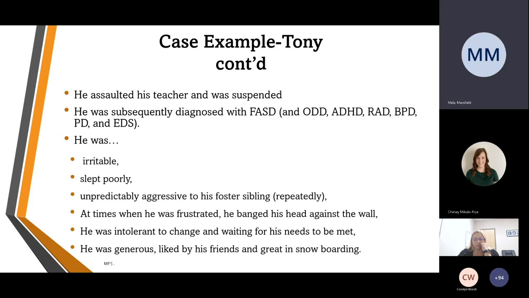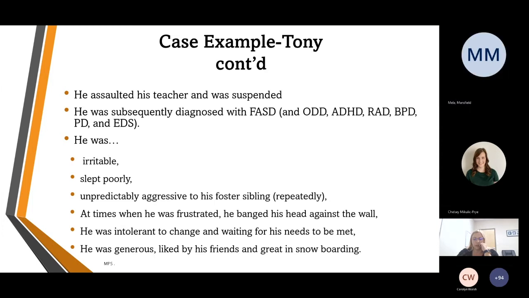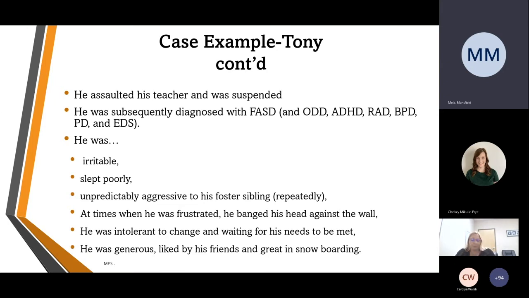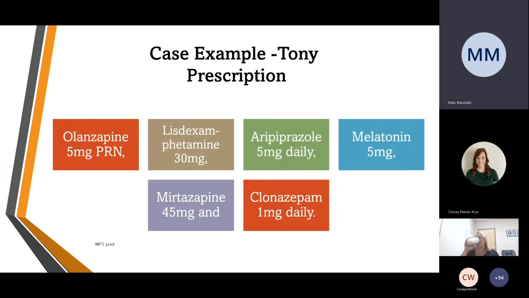Tony was known to be intolerant of change, and he was not good at waiting for his needs to be satisfied. However, Tony was also noted to be generous. He was liked by his friends, and he was great at snowboarding. Now, before I bring the algorithm into focus, I needed to understand that Tony, at the time of this consultation, was on the following medications. And I hope that many in the audience will know some of this, but I'll just quickly run through them.